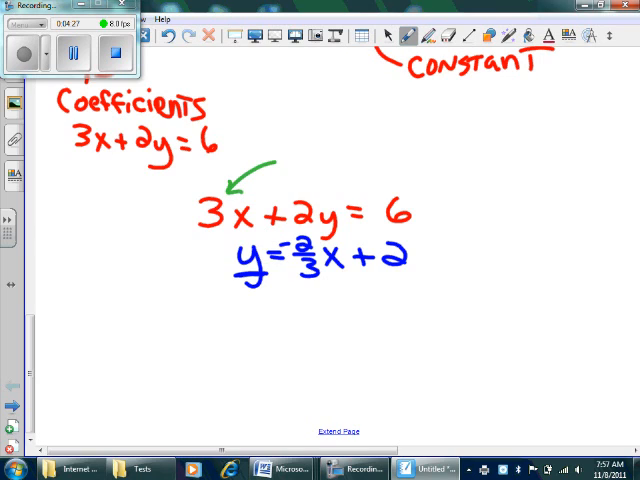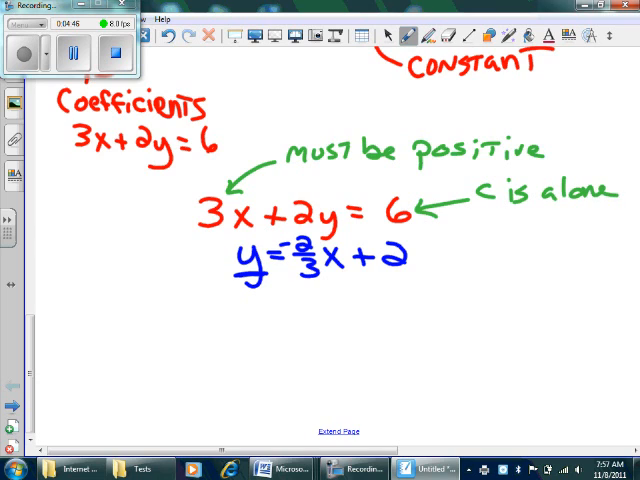In standard form, a couple things to notice. The lead coefficient, in other words, A, must be positive. The A term, which is attached to x, it's the coefficient on x, must be positive. The C term is alone. So if I have an equation like 4x plus 3y equals 7, I am in standard form. If that lead coefficient were negative, say this, I am technically not in standard form yet.